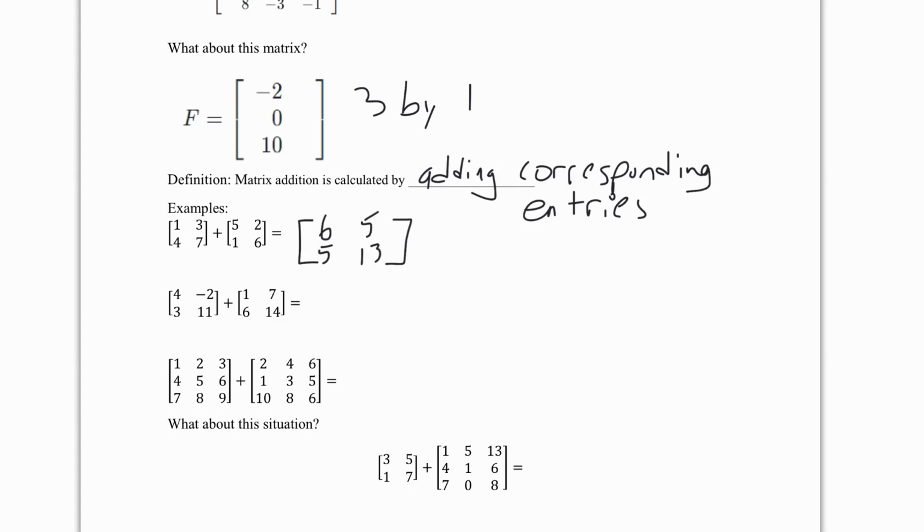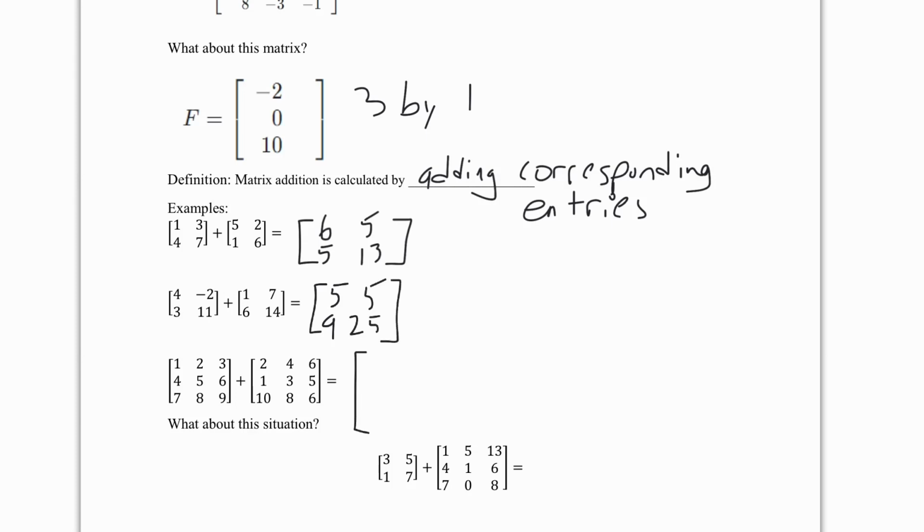Alright, so assuming you gave it a go, let's look at this first one here. 4 and 1 will be 5. Negative 2 and 7 will also be 5. 3 and 6 will be 9. And 11 and 14 will be 25.